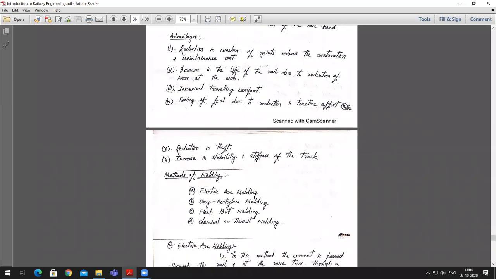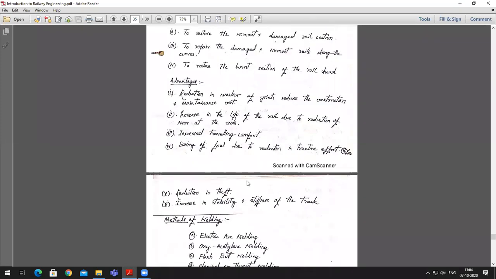Now, there are many methods with which you can do the welding process. The popular ones are being considered here. First is electric arc welding, second is oxyacetylene welding, third is flash butt welding, and the last one is chemical or thermite welding. We shall discuss these welding techniques in the next class. It is very important. So I'll stop here and continue in the next class.